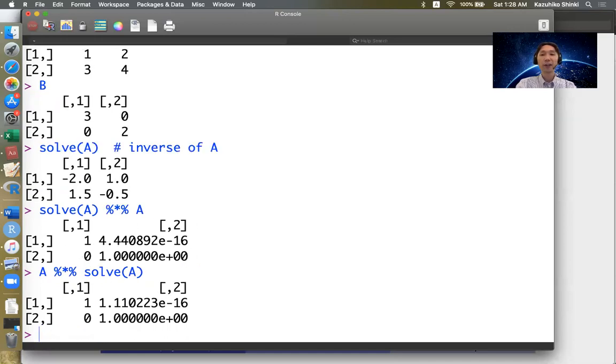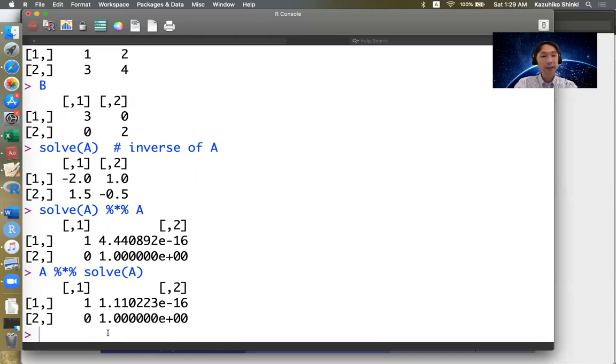In general, matrix multiplication is not commutative, so AB and BA are different. But A times the inverse of A and the inverse of A times A are the same in matrix product.